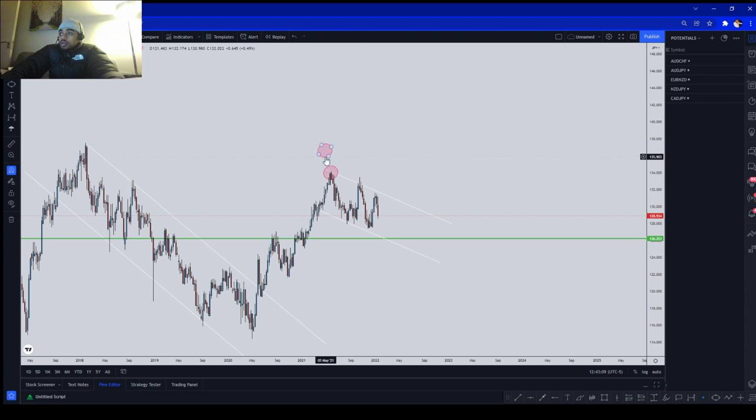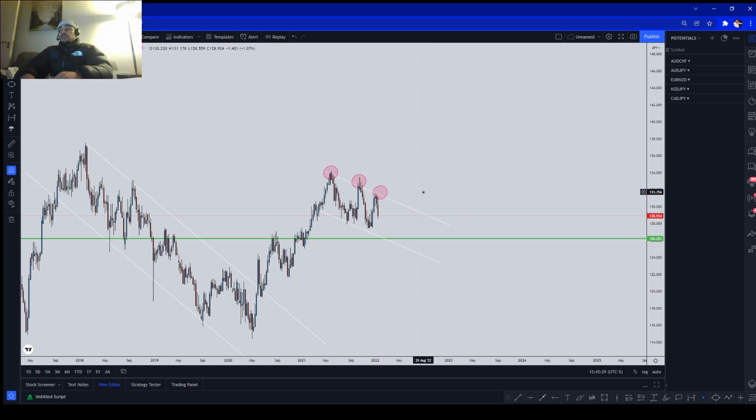Price came all the way over here. That was our first touch. Then again, we have our second touch. And what we know about the market is on the third touch, price has a high probability of pushing to whichever direction. And in this scenario, it has a high probability of pushing to the downside, my people.